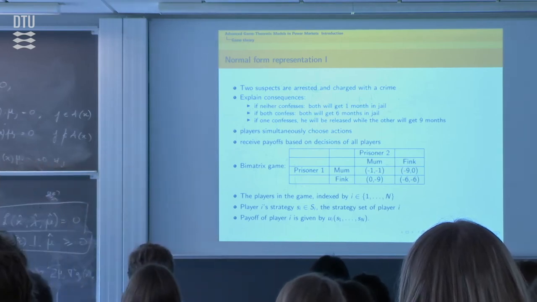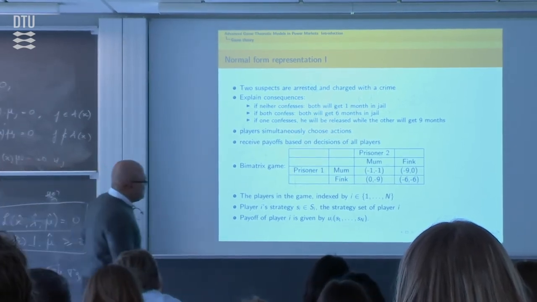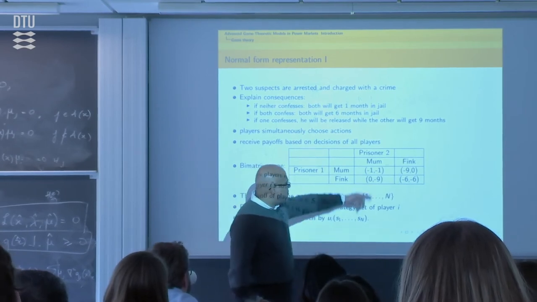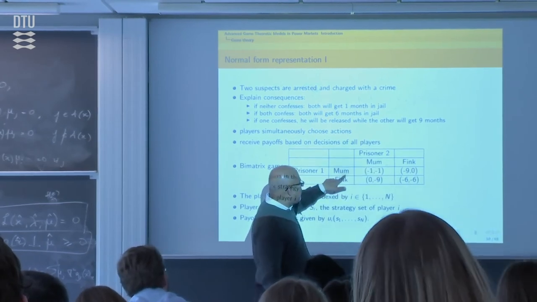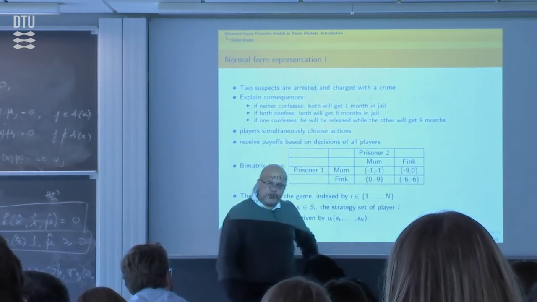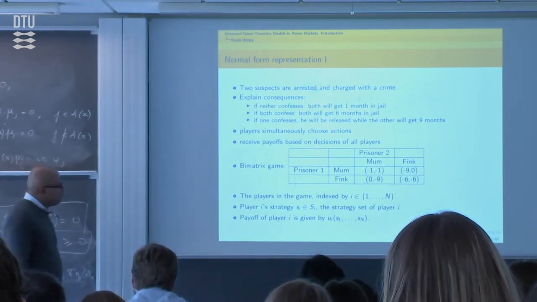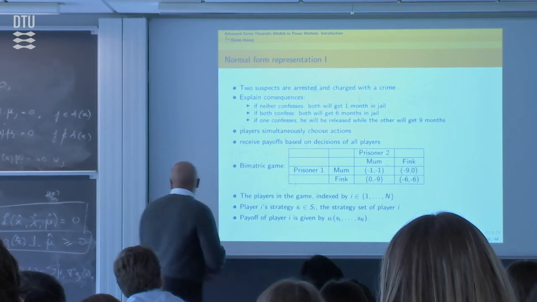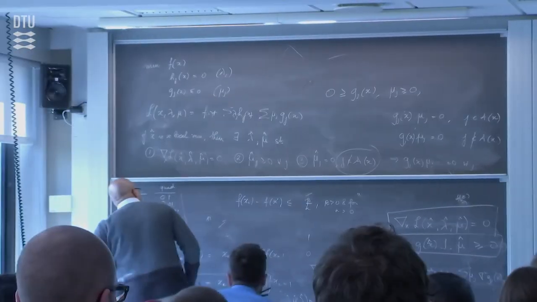The first thing to note is that it's a finite strategy game, where each player has a finite set of choices in his or her strategy set. Prisoner 1 has two strategies, while prisoner 2 also has two strategies. These represent the payoffs of each player. So negative 1, if player 1 plays mum and player 2 plays mum, then player 1 gets a payoff of negative 1, while player 2 also gets a payoff of negative 1. Those represent the payoff functions. Now, we index the players. In this case, n is just 2. Player i's strategy set is S_i, which in this particular case contains two elements, mum and fink.